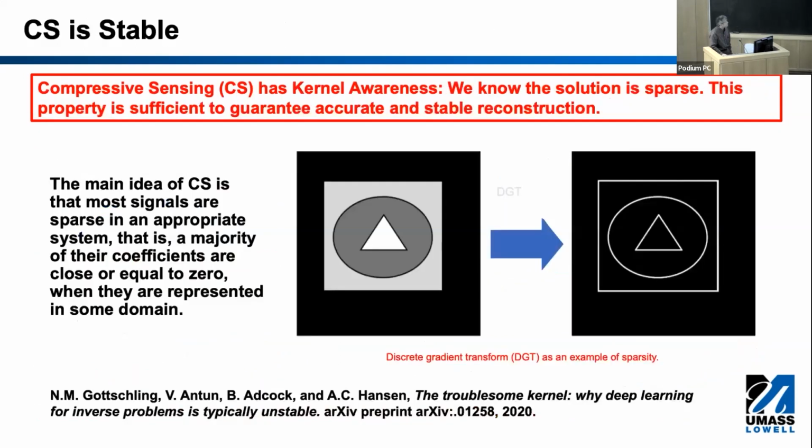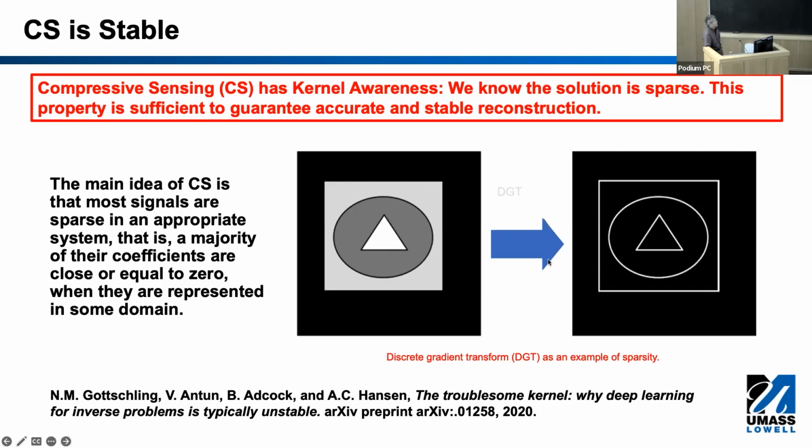Compared to the deep reconstruction network, CS is actually stable because CS has kernel awareness. Here is an example. This image is not sparse, and we apply a sparse transform, a discrete gradient transform. Then it becomes sparse. Because CS knows the solution has sparse information, if we use the sparsity information, it can be guaranteed that an exact and stable result can be reproduced.